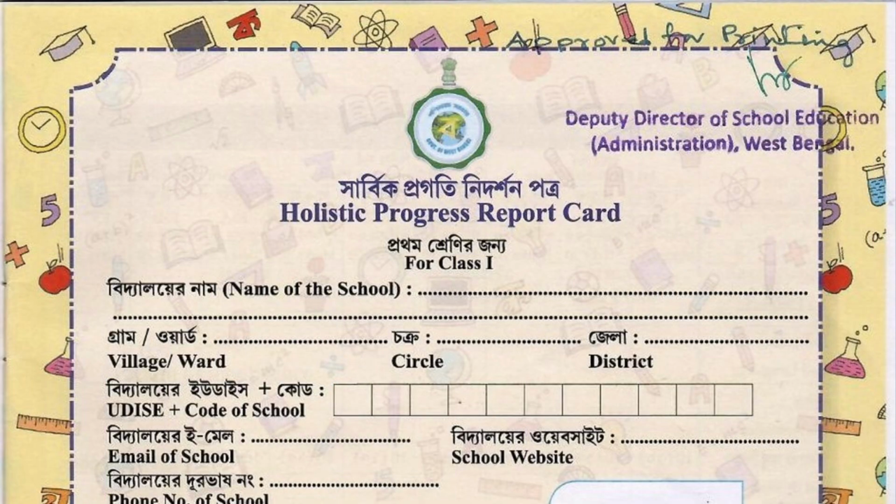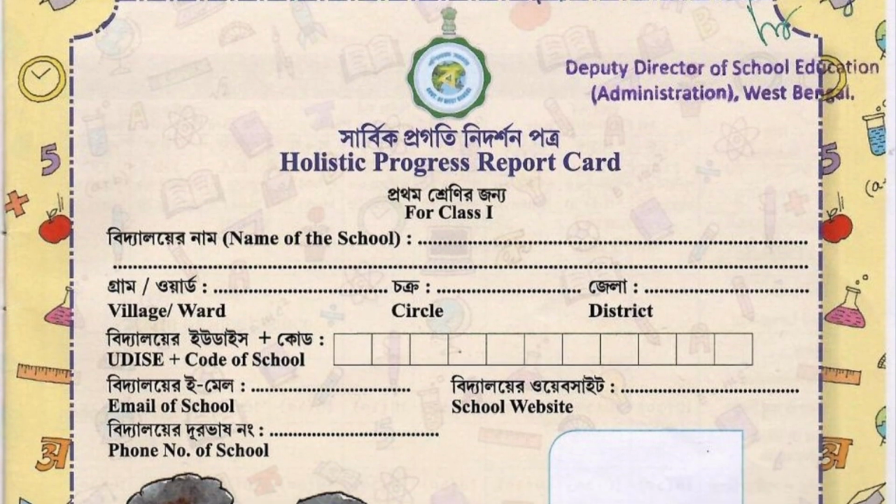After that, this is the Holistic Progress Report Card for class 1. The teacher has to fill up similar pages for class 2 to class 8. In this page, the teacher has to fill the name of the school, village or ward, circle, district, UDISE code, email of school, school website, phone number of school.